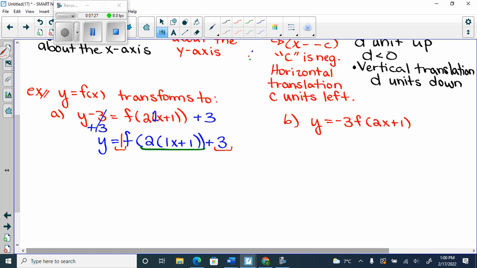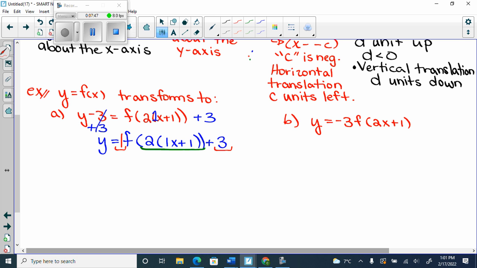It affects the x's. It's just about the y-axis. So it affects the x's, correct? Everything outside of it affects the y's. We agree? So everything outside will be vertical stretches and vertical translations. Everything in the green will be horizontal stretches and horizontal translations. We agree? Right? Okay. So we start off with stretches.